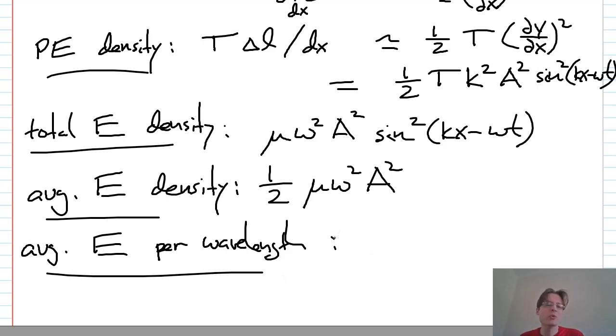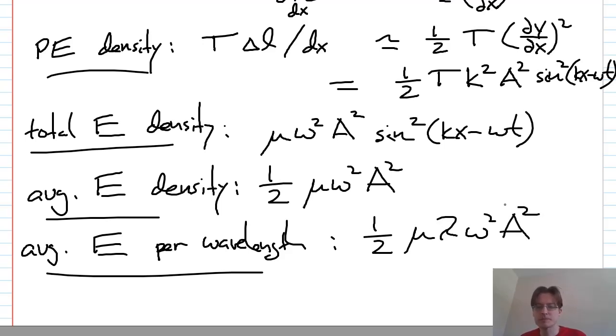Which is easy to do. This is the energy per meter. Just multiply it by lambda, and you'll have the energy on a given wavelength of the wave. So that's 1/2 mu times lambda omega squared a squared. Okay. So we have our expression for the energy density, the energy per wavelength.